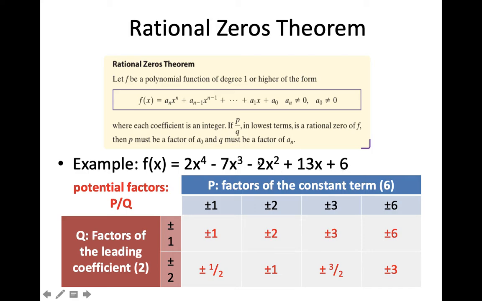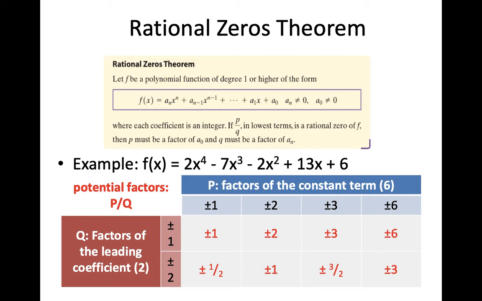Because with other terms we have some x, they are not only constant. There is some constant, there is some variable. So they are not constant only. 6 is the constant only, and this one is the coefficient of the leading term.